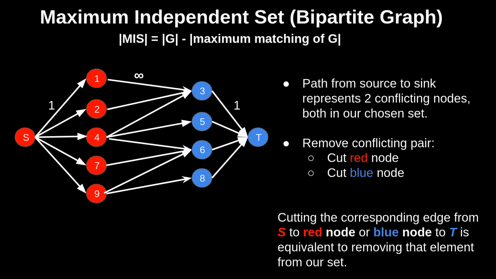In order to fully disconnect the source from the sink, we need to cut some of these edges or remove elements from our set. And since the flow will give us the minimum cut, or the minimum weight edges that we need to cut, it turns out that the flow of this graph will give us the minimum number of elements that we need to remove from our set to get a set that does not break our independence property. And so the maximum independent set will be the number of nodes in our graph minus the matching of this graph, which is given by this flow network.